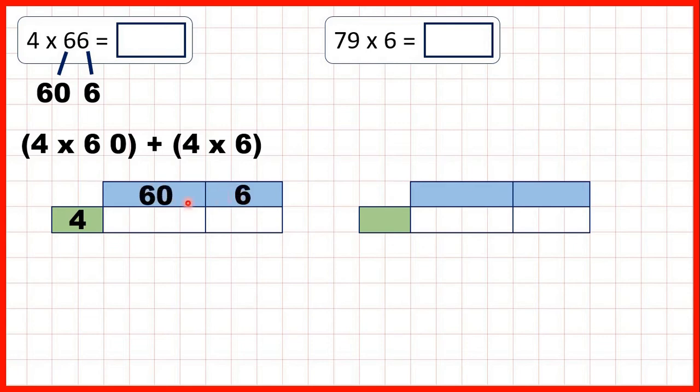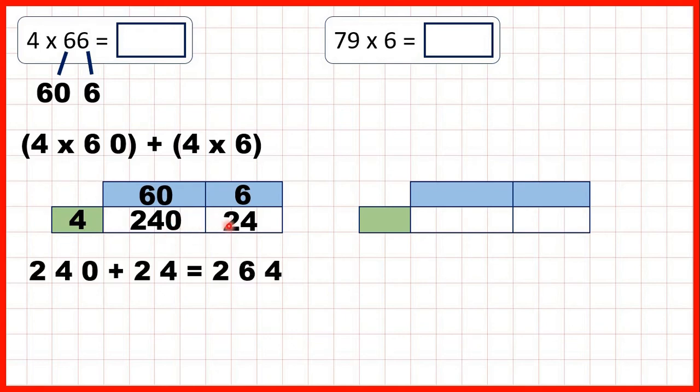Now, for this box here, we need to work out 4 times 60. That's 240, because 4 times 6 is 24, and then we need our end 0, because in 60 we have 6 tens. And now for this box here, we need 4 times 6, so that's 24. So now all we need to do is add up our answers, and 240 plus 24 is 264, so that's our answer. Now we have 79 times 6.